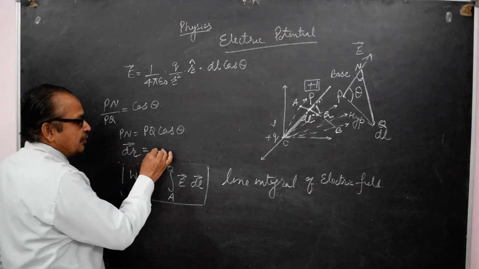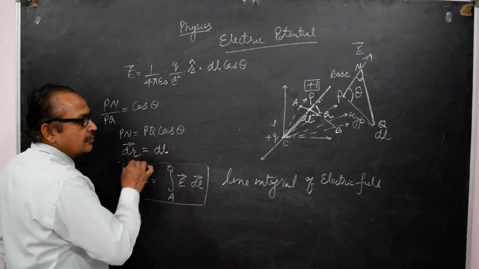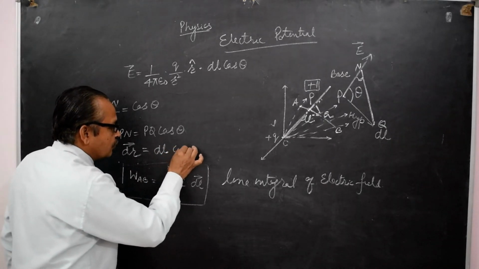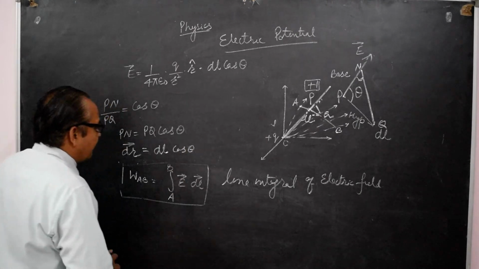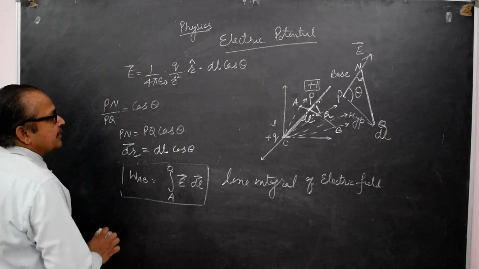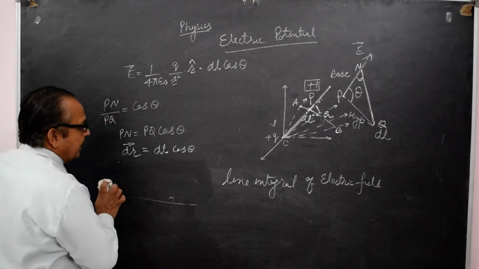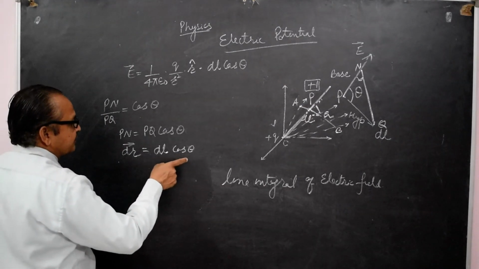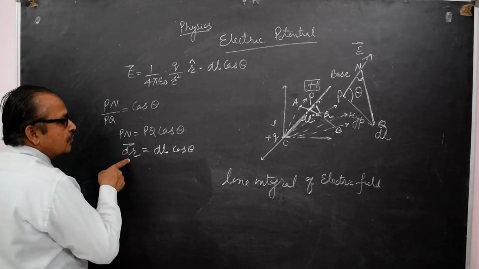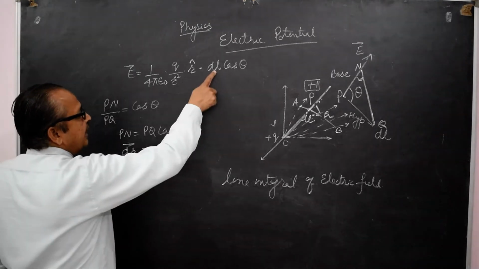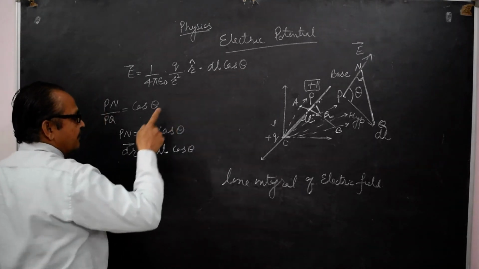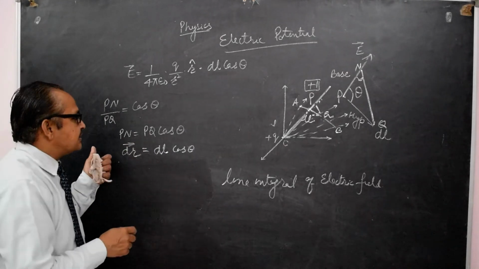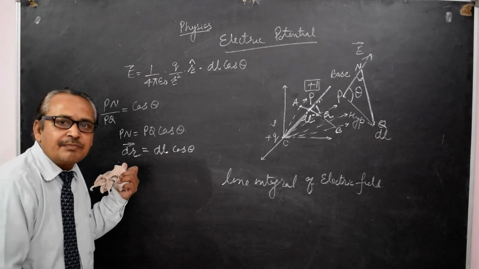And what is PQ? PQ you all know. It is a small displacement dl cos of theta. What does it mean? It means where we are having dl cos theta, its value will be equal to dr. So wherever dl cos theta is there, what will we write? dr. Is this concept clear to you?